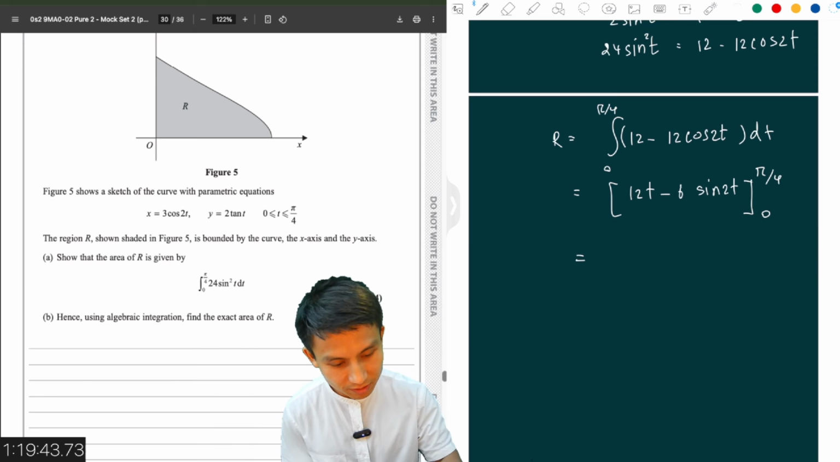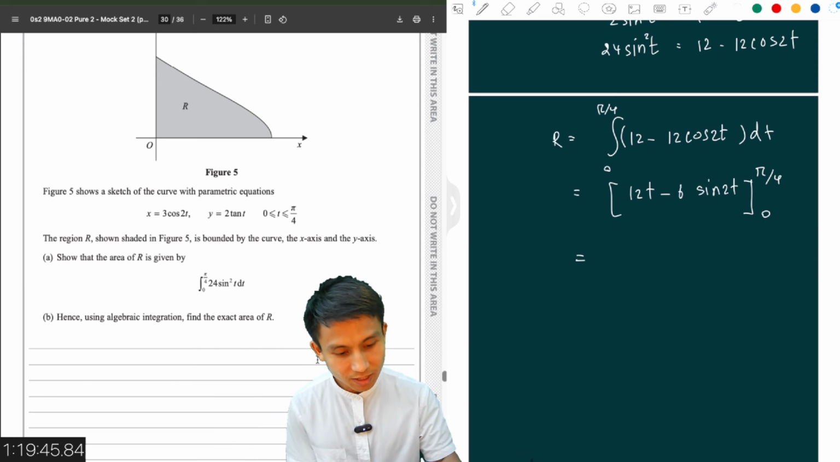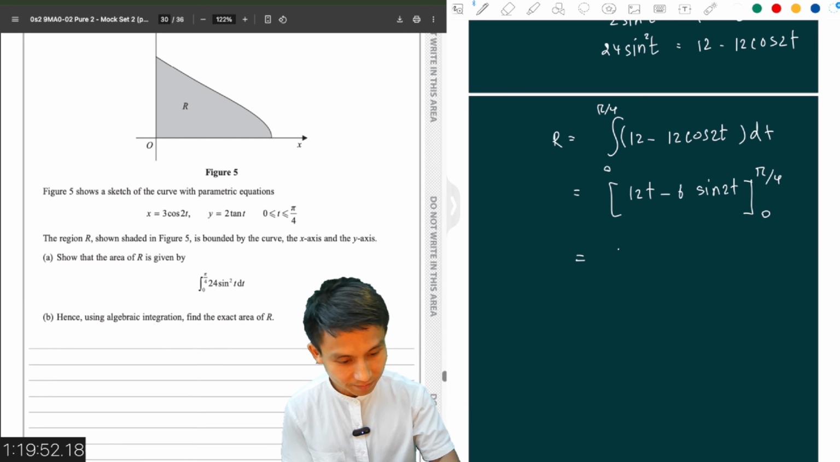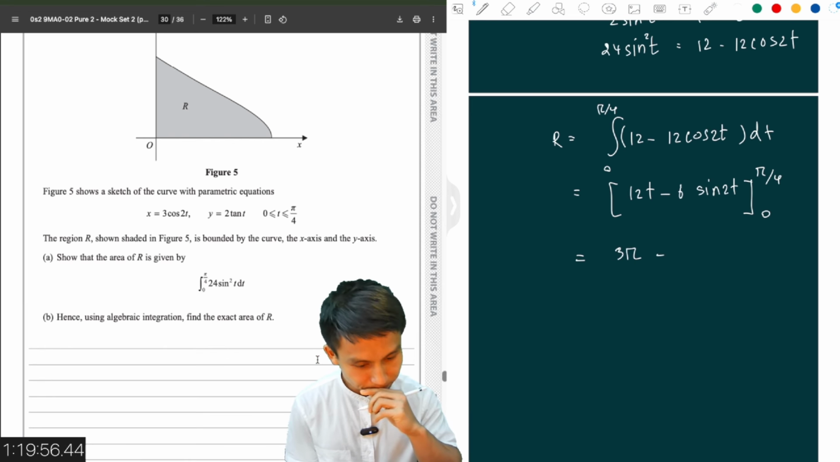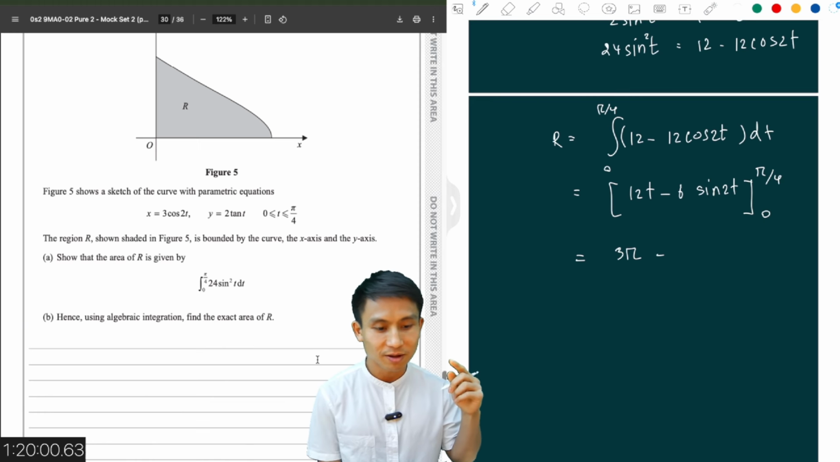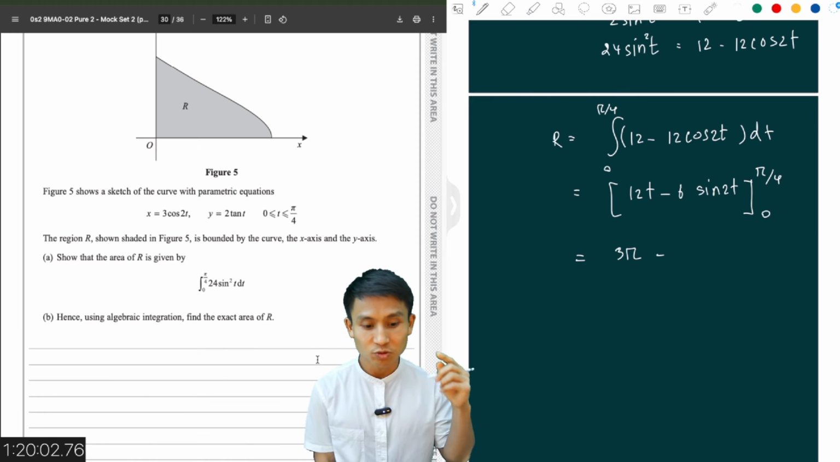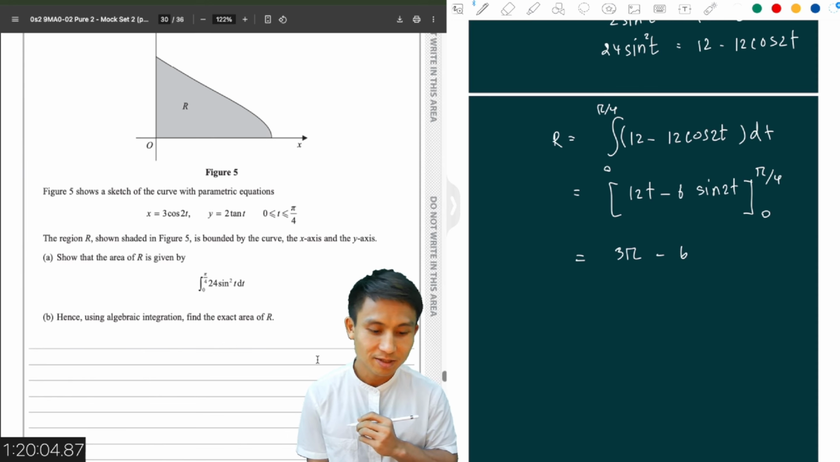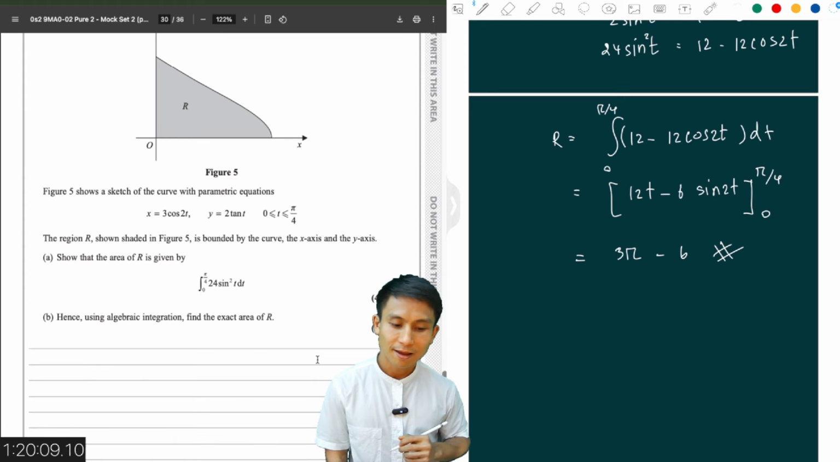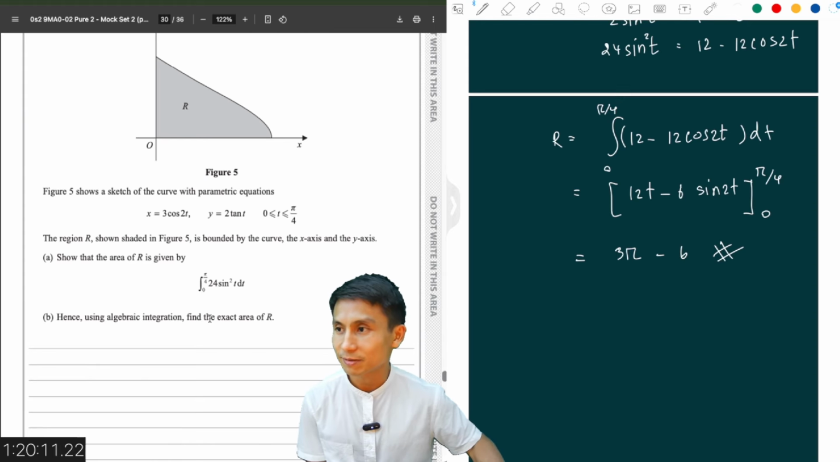So the first one is, well, as you can see, if you sub in the lower limit, everything goes to 0. So we're just going to sub in the upper limit. So that's pi over 4 times 12, that's just 3 pi, right? Minus 6 sine of 2 pi over 4, so that's sine of pi over 2. Sine pi over 2 is 1, so that's minus 6. Yeah, and that's it. That's the exact area. All right, that's it for me.